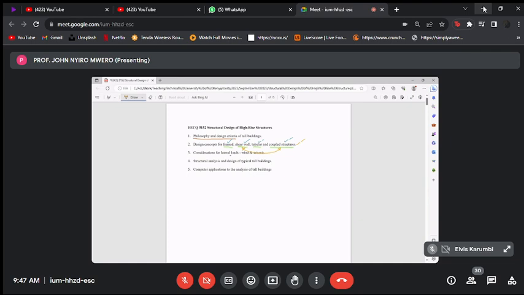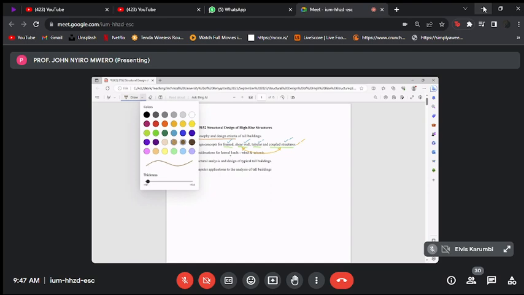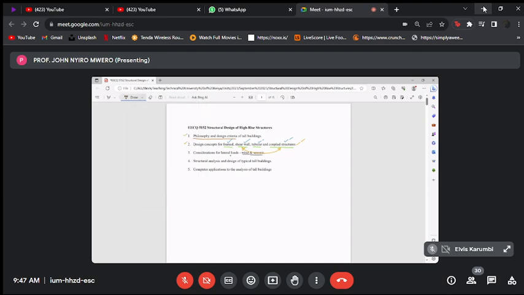Then we are meant to also cover considerations of lateral loads. These are wind and seismic. Basically, we will dig into this significantly. These two, we will try and make a good discussion of them in this course.